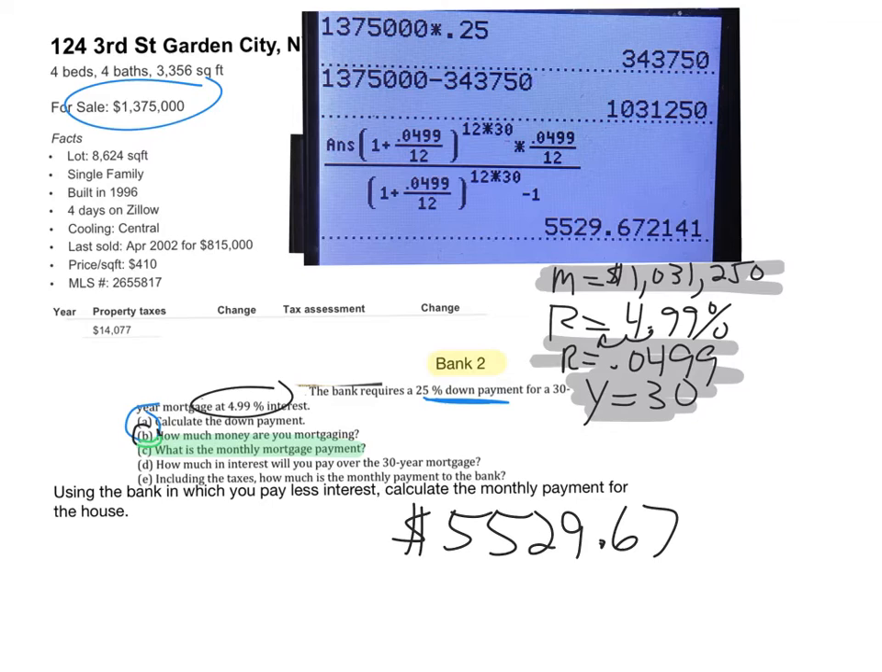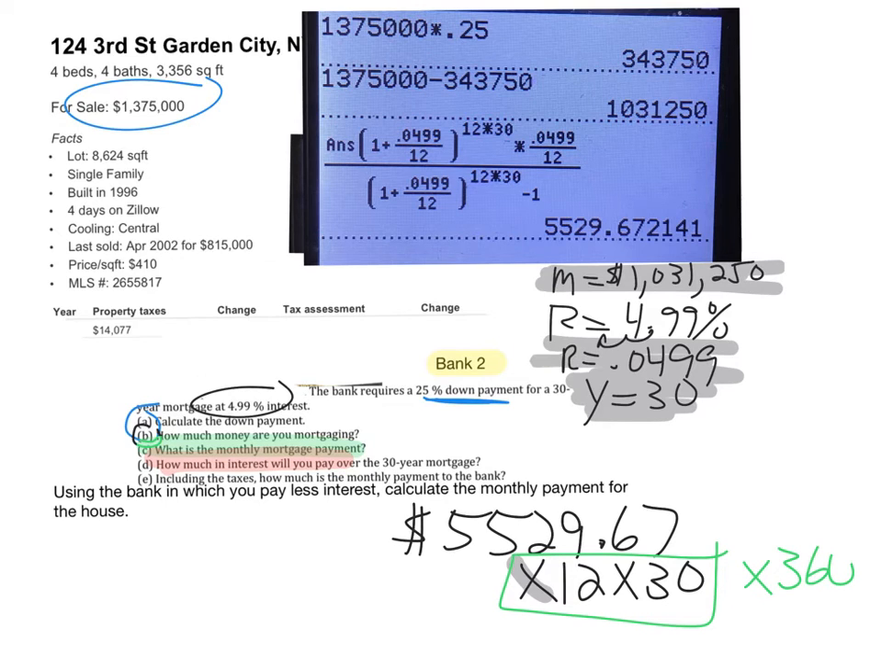So bank two's monthly payment is going to be $5,529.67. That's how much you pay per month. But remember, this question is all about calculating how much in interest you're going to be paying. So we're going to take that $5,529.67, again, multiply it by 12, because you make 12 payments a year, and then by 30 for 30 years. Or you can just simply take it and multiply by 360, because that's how many mortgage payments you're going to be making.